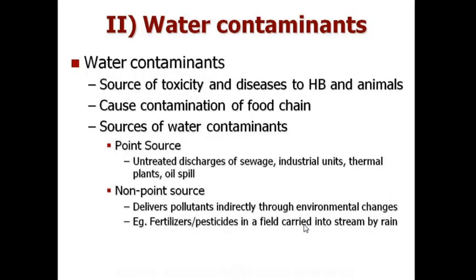The water contaminants can act as a source of toxicity and a source of diseases to human beings as well as animals. And water contaminants can cause contamination of the food chain. There are two sources of water contaminants: point source or non-point source. Examples for the point source: the untreated discharges of sewage, industrial units, thermal plants, or oil spills. They are the point sources of water contamination. While the non-point sources deliver the pollutant indirectly through various environmental changes. For example, the fertilizers or pesticides in a field which are carried into a stream by air or by rain. So that is a source of water contamination.